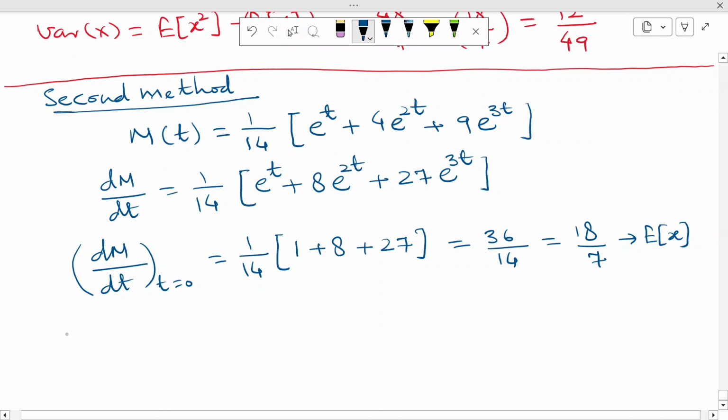And next, in order to obtain the second moment or the expectation of x square, first we obtain the second order derivative of our moment generating function.